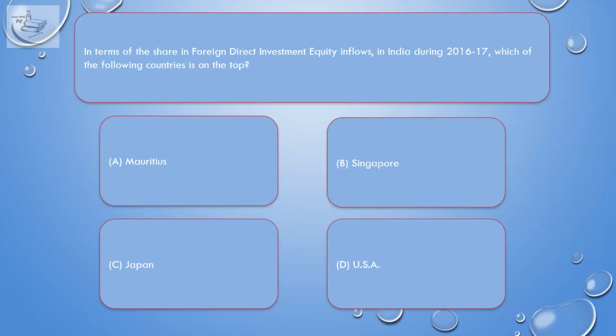Question: in terms of the share in foreign direct investment equity inflows in India during 2016-17, which of the following countries is on the top? A. Mauritius. B. Singapore. C. Japan. D. USA. Correct answer is A. Mauritius.